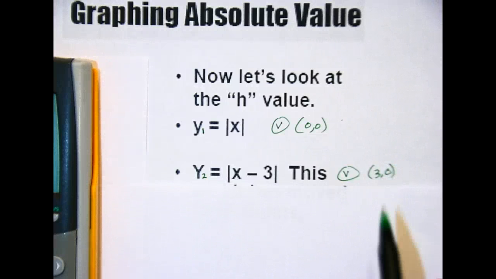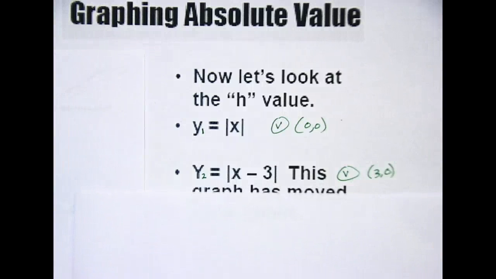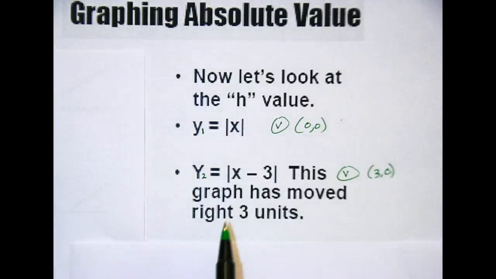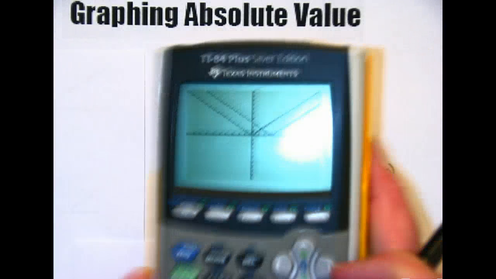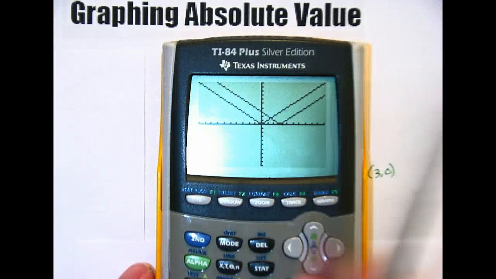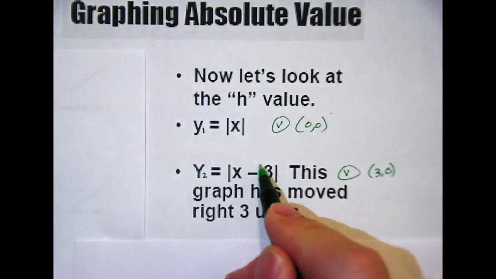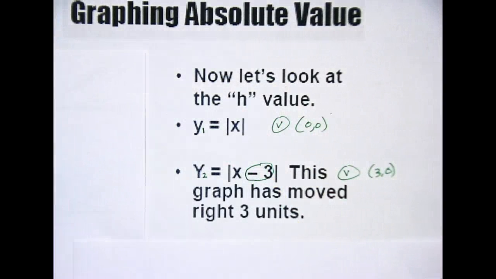Okay, so our graph is shifted how many units? 3 units to the right. Now, we've shifted to +3 on the x-axis. However, this says -3 right here. It's kind of different, right?